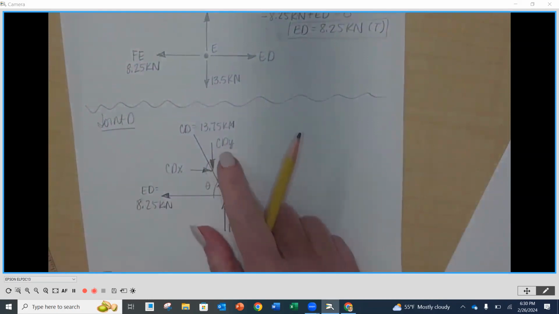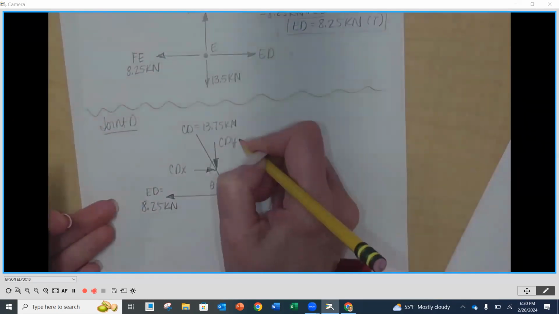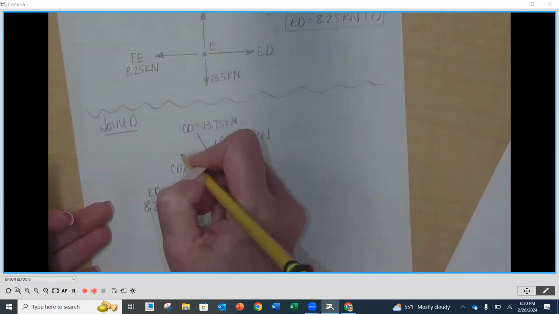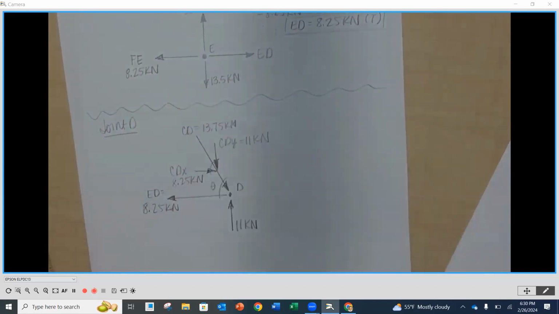So to do that, I know that all of my Y components are multiplied by what? 0.8 or 0.6? 0.8, right. So I'm going to take 13.75 and multiply it by 0.8. Oh, look at that. 11 kilonewtons. Then I'm going to take 13.75 and multiply by 0.6. And that is 8.25 kilonewtons as well. And it's going to the right.